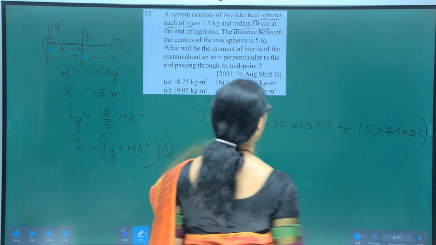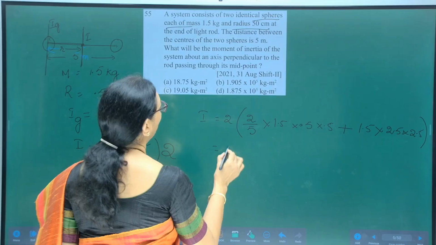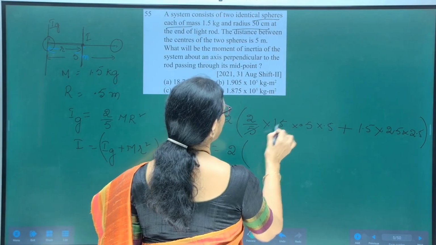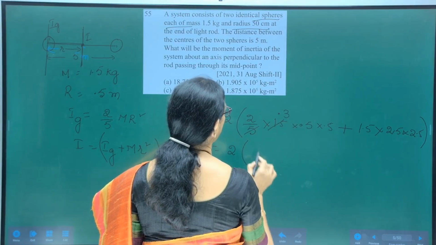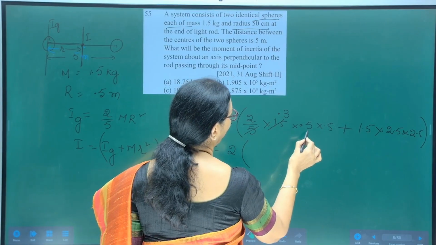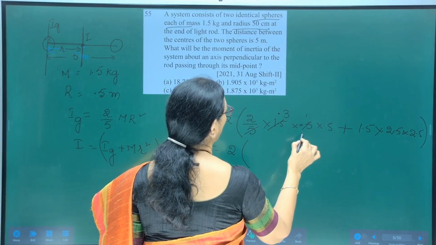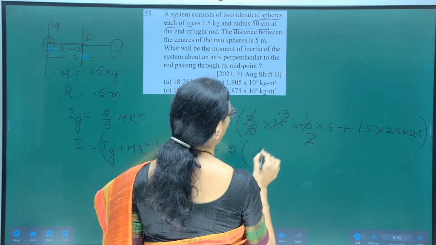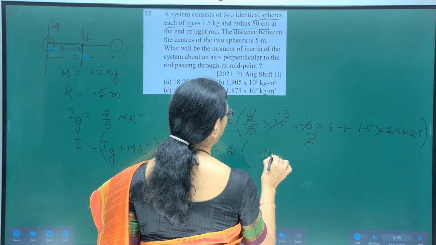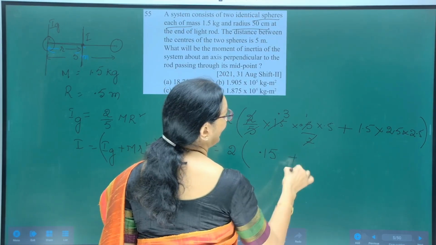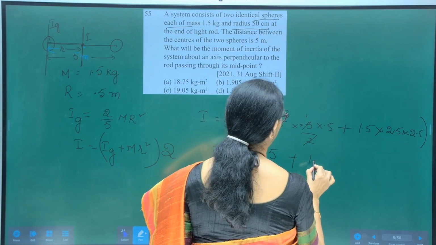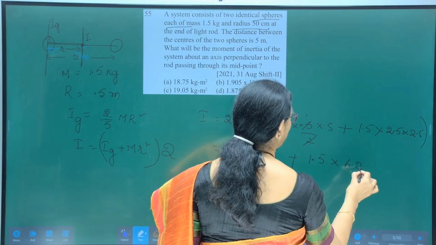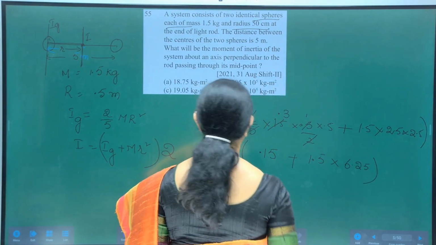You need to simplify that. So here this is 2 into, this gets cancelled, 0.3 times 2.5 is 1 by 2, right? So this and this get cancelled. 0.3 into 0.5 is 0.15, plus 1.5 into 2.5 into 2.5 is 6.25. You need to simplify that.